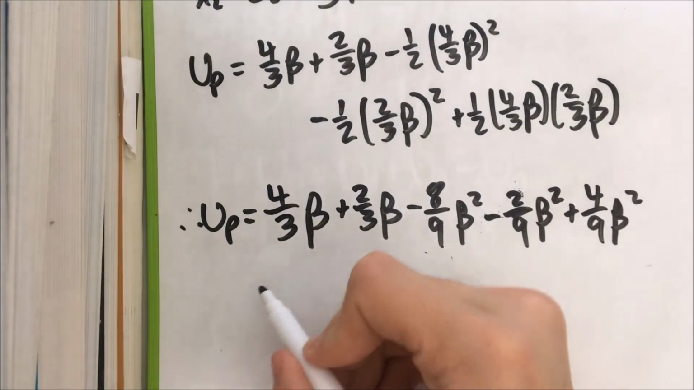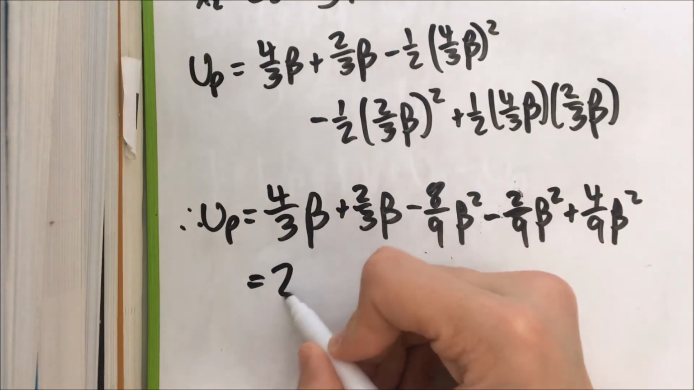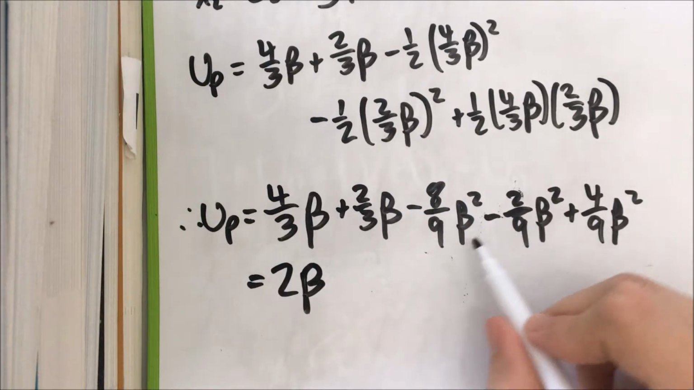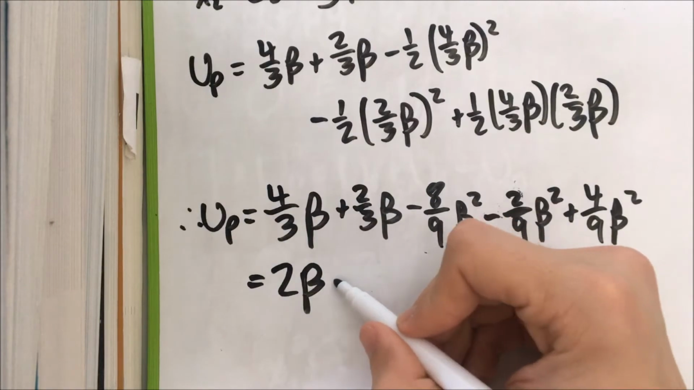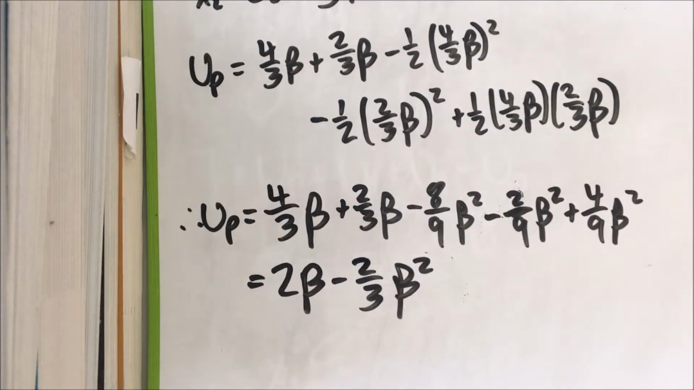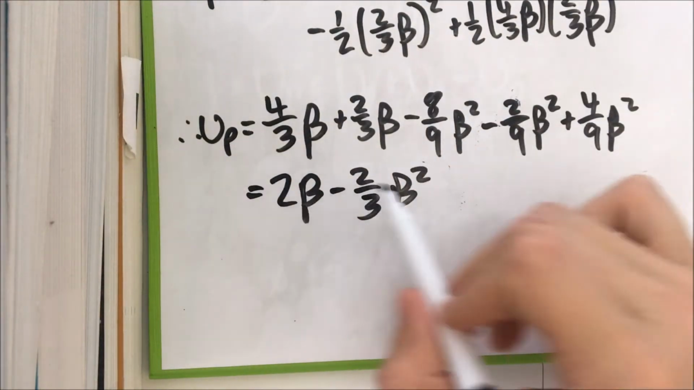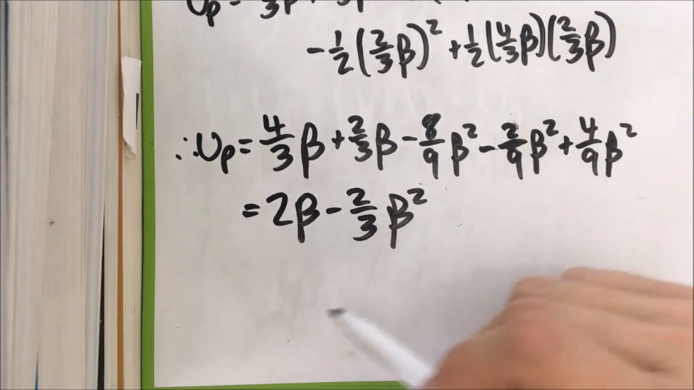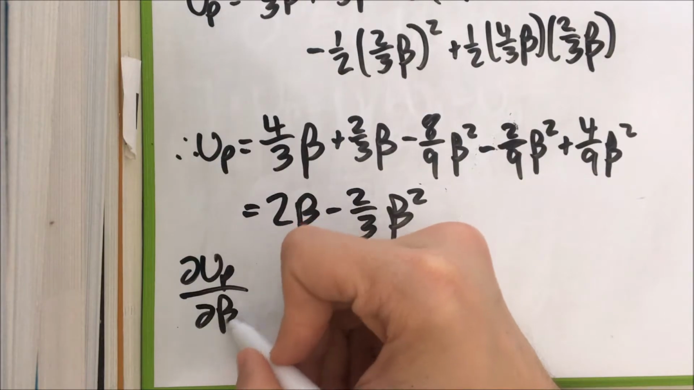Now simplifying this, we're going to get 4 on 3 beta plus 2 on 3 beta is 6 on 3, so 2 beta, minus 8 on 9, minus 2 on 9, minus 10 on 9, plus 4 on 9 will give minus 6 on 9, which is 2/3, so minus 2 on 3 beta squared. Now we've got the utility of the principal only in terms of beta, which is good because that's what he can control. Now to find the optimal beta, we're going to use the first order conditions and find the derivative in terms of beta.